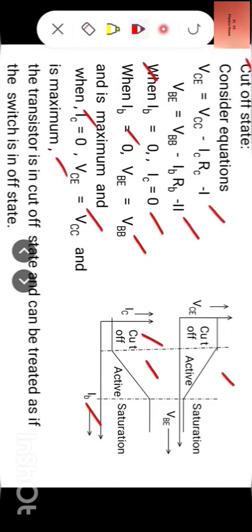I repeat, when IB is equal to 0, IC would be equal to 0. When IB is equal to 0, VBE is equal to VBB and is maximum. And when IC is equal to 0, VCE is equal to VCC and is maximum. The transistor is in cutoff state and can be treated as if the switch is in off state.